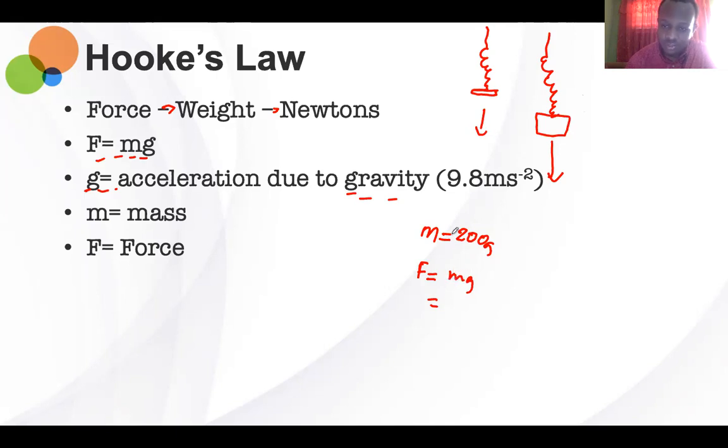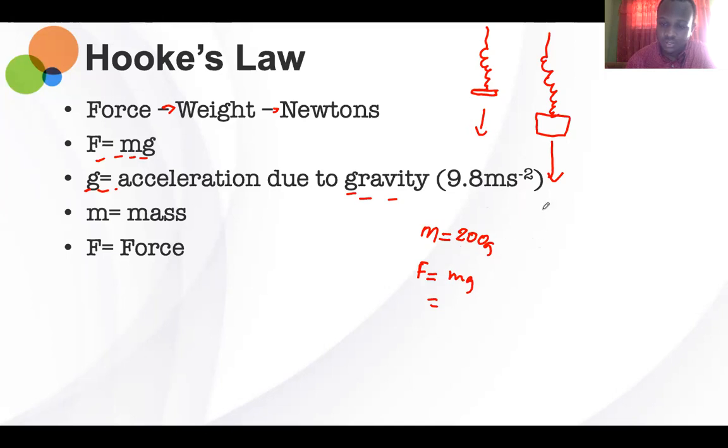We have mass right here. Our mass is what? 200 grams. Sir, you multiply mass by gravity. Yes, so you basically multiply mass times gravity. But before we go any further, we have to convert this to what? No, you have to move grams to kilograms, because for any calculation that we're doing in physics, we have to change the grams to kilograms.